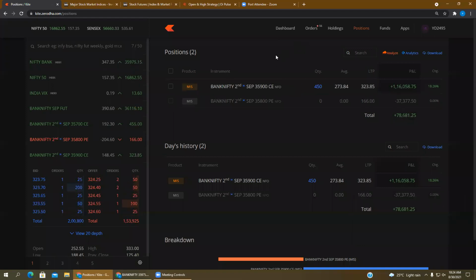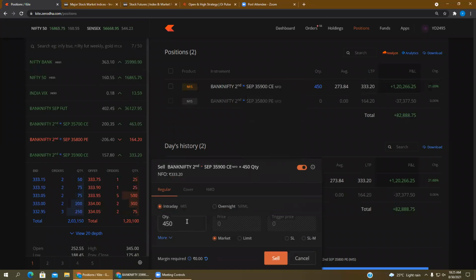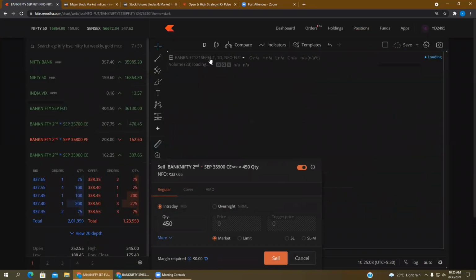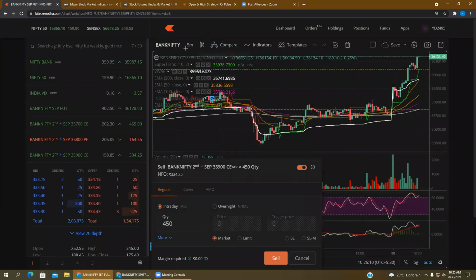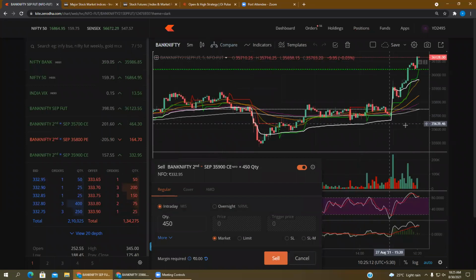Why I'm exiting? Because 36,000 is a psychological level. So I want to be cautious there. That's why I'm keeping my positions lighter, because maybe it will try to resist 36,000. If it doesn't, well and good. I have still some quantities. But if it resists, it can give me a pullback. But this is a very good candle now.